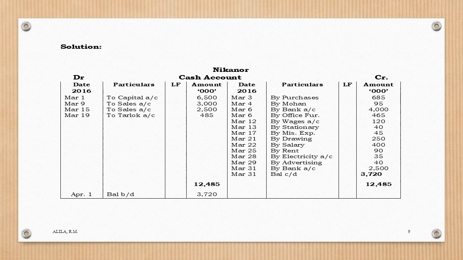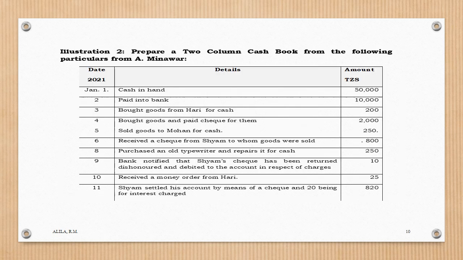And as we know, the total on the debit side is greater, so the difference will become our balance, 12,485,000. We make the difference our balance carried down, 3,720,000. That's how we prepare a simple cash book. But again, we now prepare a two-column cash book from the following information from Minawar.